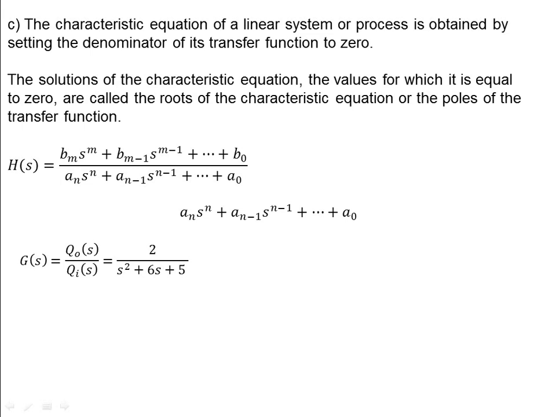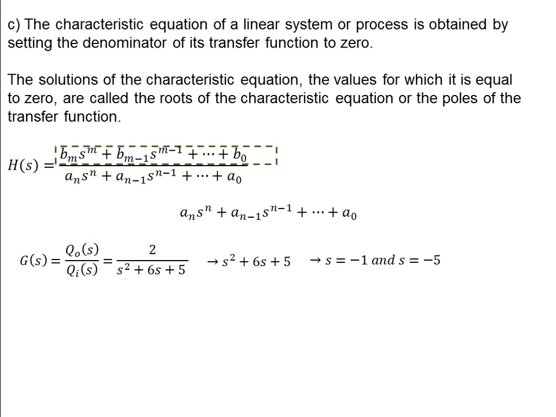For our case, I have the transfer function 2 over s squared plus 6s plus 5. So the characteristic equation is s squared plus 6s plus 5. We already found the roots of this one, which are equal to minus 1 and minus 5. So the poles are minus 1 and minus 5, and the system is again stable because we have two simple roots to the left of the imaginary axis.